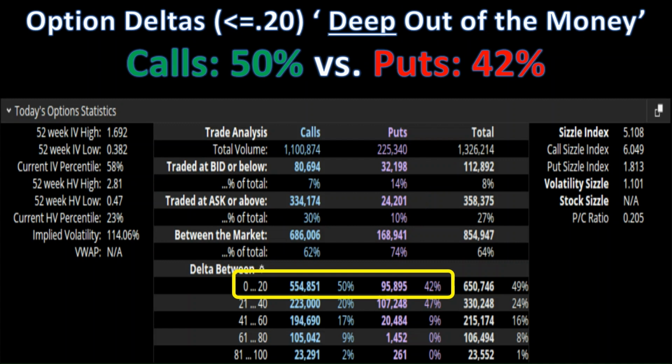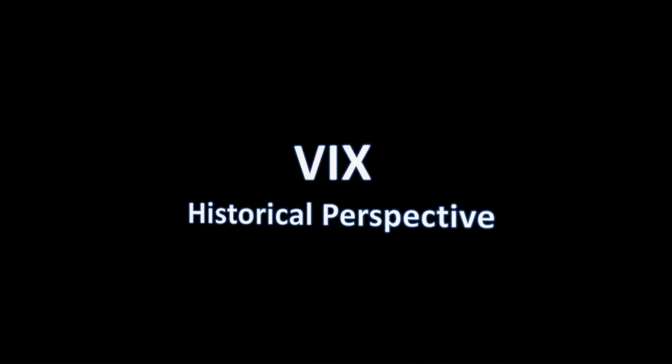In other words, all three of these metrics indicate there was a far greater deal of calls that were purchased. We definitely know they were purchase executions, not sales, and they were purchased well above the market, expecting the VIX to go higher. And by the way, remember, the expiration for all of these options is May. So whoever purchased these options, they're expecting something to happen between now and May.